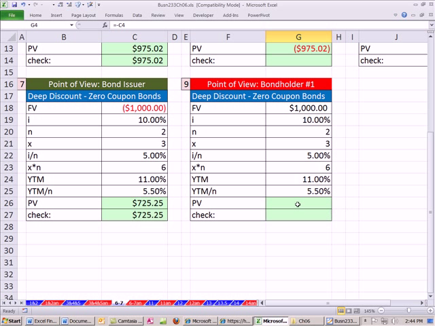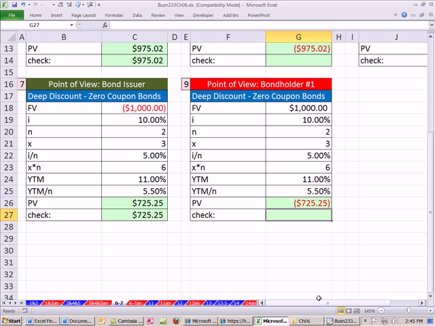Down here, same exact details. This is just positive instead of negative because that's coming into the bondholder's pocket. So the rate, that period rate, NPER, comma to skip it, a future value, and there we have it, minus 725. They're willing to pay that much for that set of future cash flows.